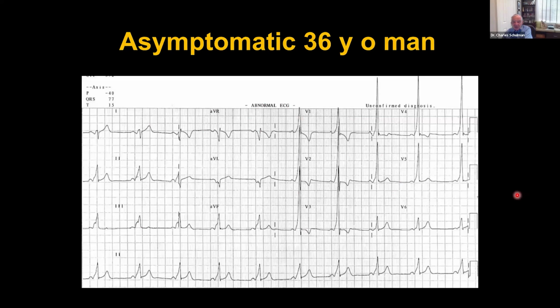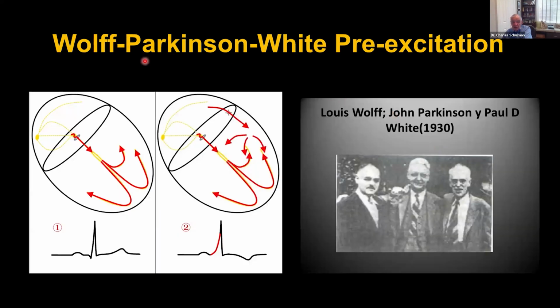Okay, here's a funny looking one. This is an asymptomatic 36-year-old man. It's got sort of a right bundle, right? But you notice that the QRS is wide, but the PR interval is extremely short, and there's this slurred upstroke. See that? This is a condition called WPW, Wolff-Parkinson-White syndrome. It's pre-excitation because there's an accessory pathway that's not down the AV node. So this illustrates the difference.